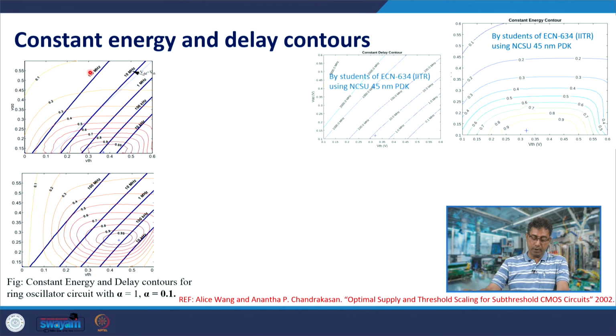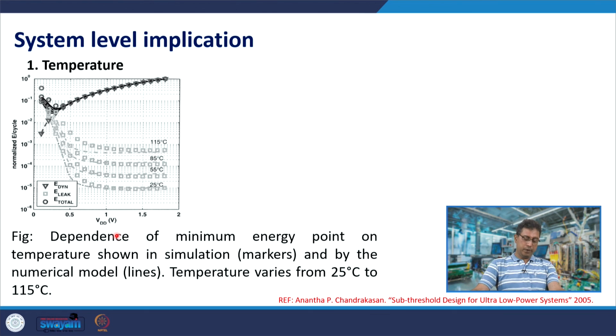Now, what happens when you increase alpha? As we had seen earlier, when you increase alpha, the minimum energy point rises. So, that is what is happening. Here it is here and here it has risen. What happens when you increase temperature? So, if you increase temperature, the threshold voltage would reduce. So, now what is the implication of change in threshold voltage on minimum energy point? As we had seen, the minimum energy point does not change much with a change in threshold voltage.